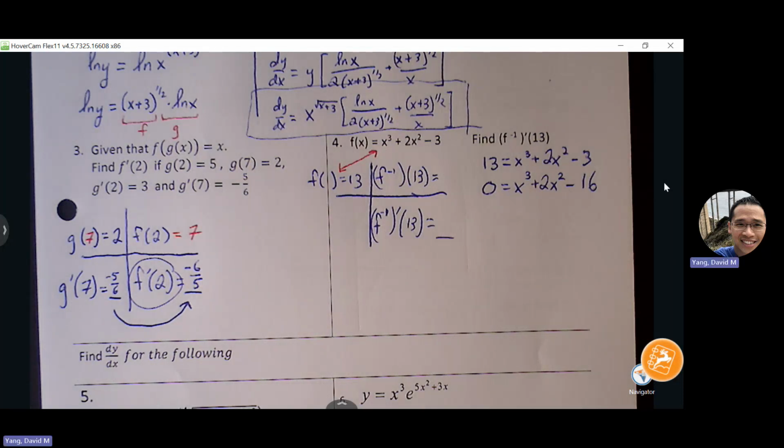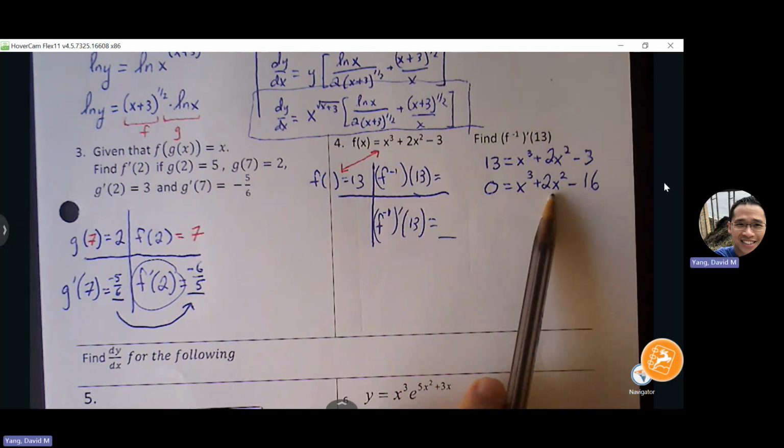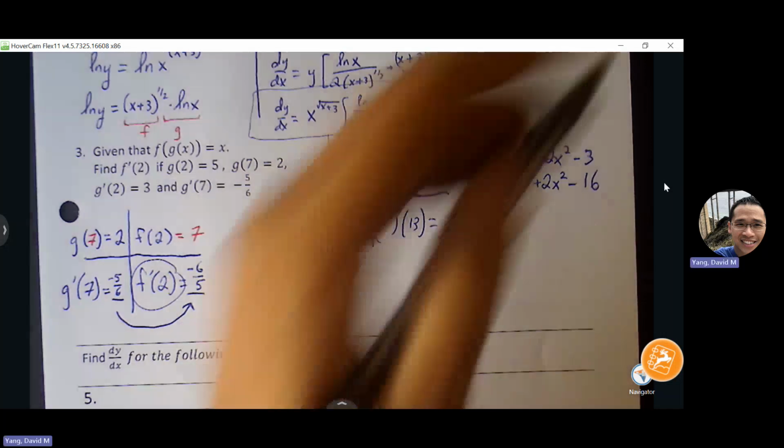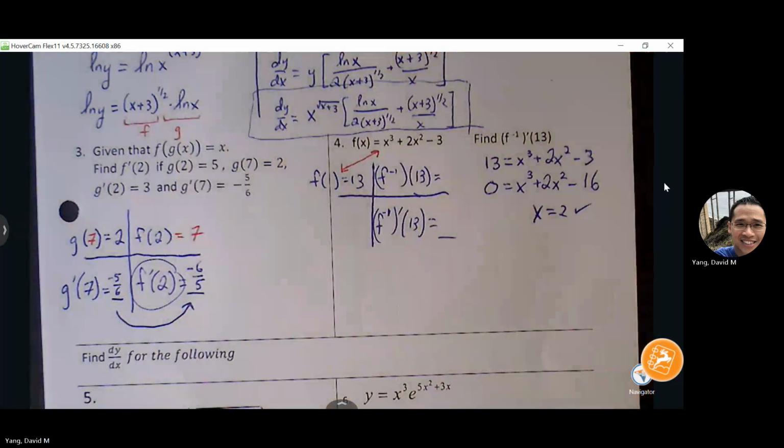2. All right, so let's try 2 here. 2 cubed is 8. 2 times 2 squared is 2 times 4, which is 8. So I have 8 plus 8 is 16. 16 minus 16 is 0. So 2 works.